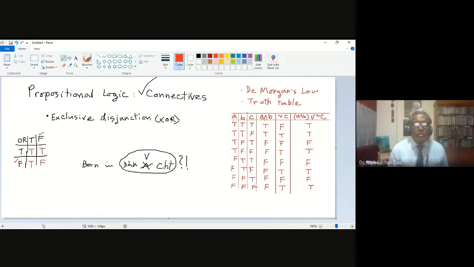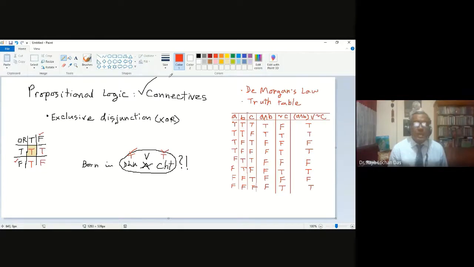My point is about both true, about this result. Both true means someone can be born in Dhaka and also born in Chittagong. So it is also possible. "Or" means it is possible, and the total expression will be true. The person can apply for the scholarship if this is true and that is true. This and that both can be true in the situation of "or".